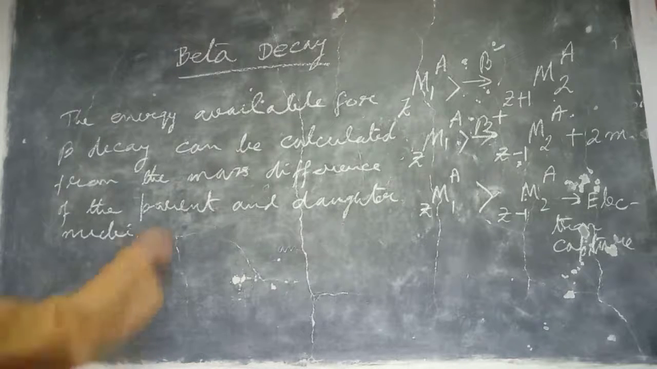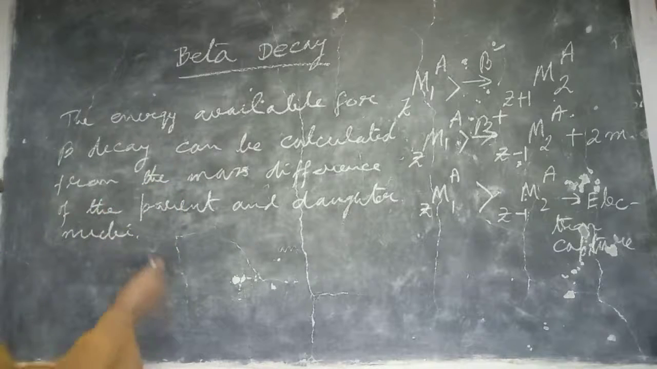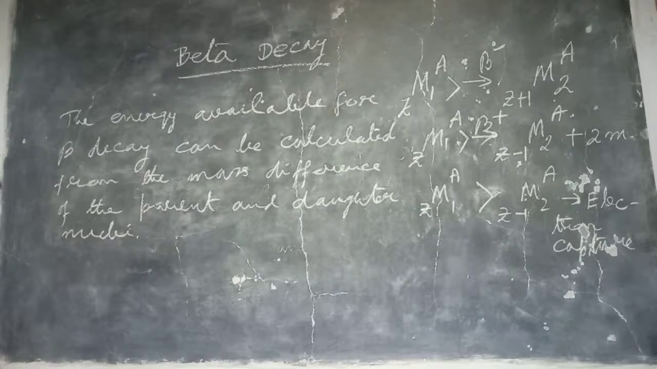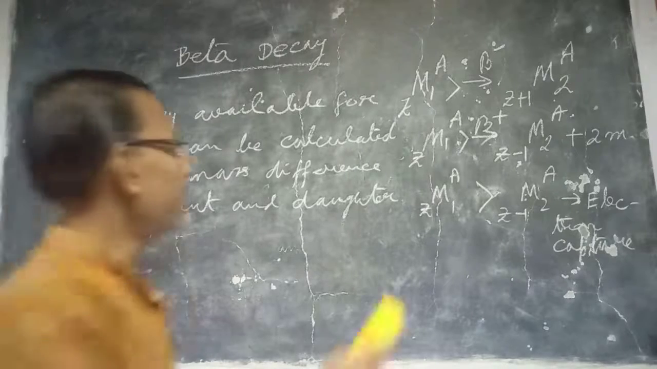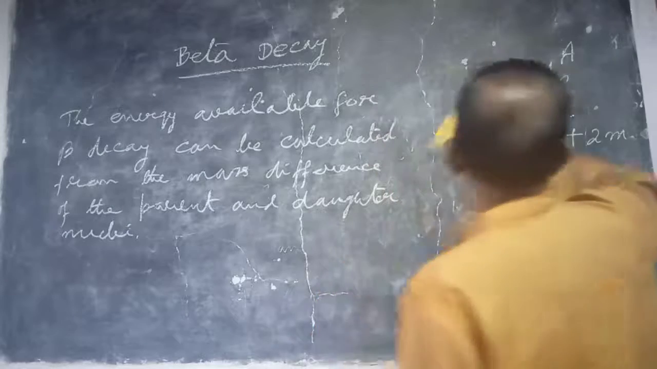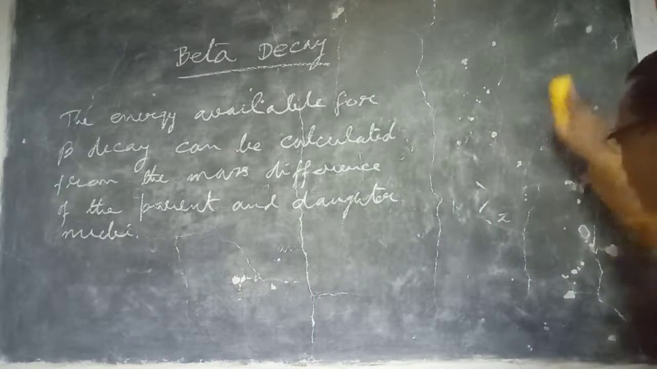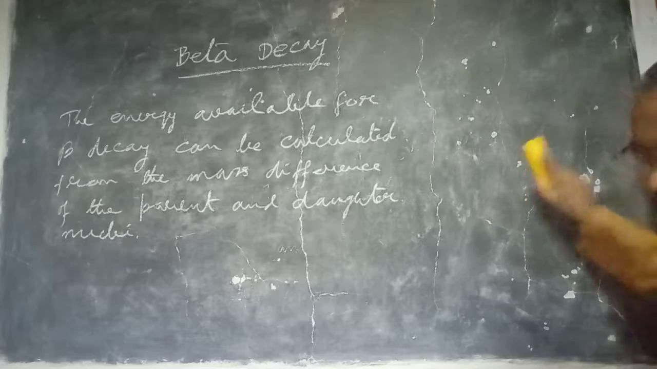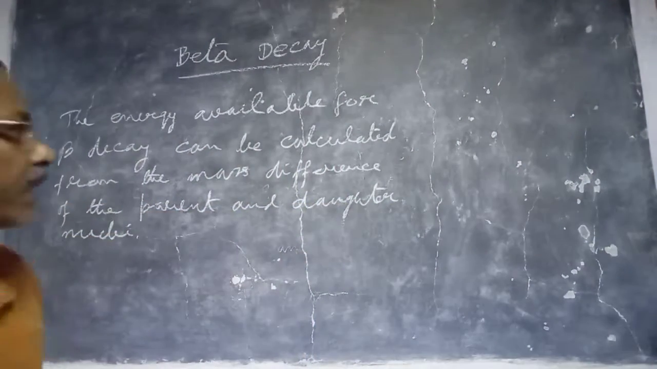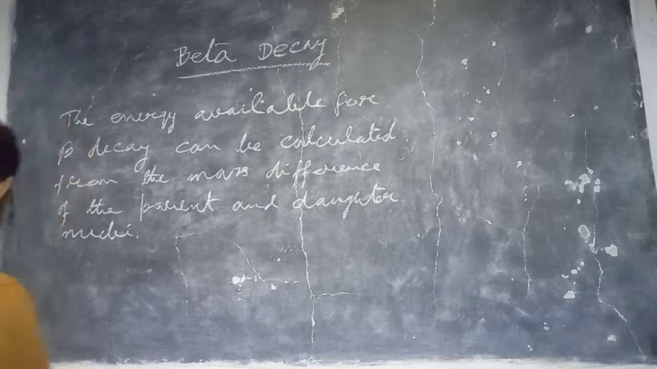And this energy, which is calculated theoretically by the mass difference, is equal to the end point energy. But we have seen that the energy distribution curve is continuous. That means more than one particle is involved in the process, not only the electron; other particles are also involved.